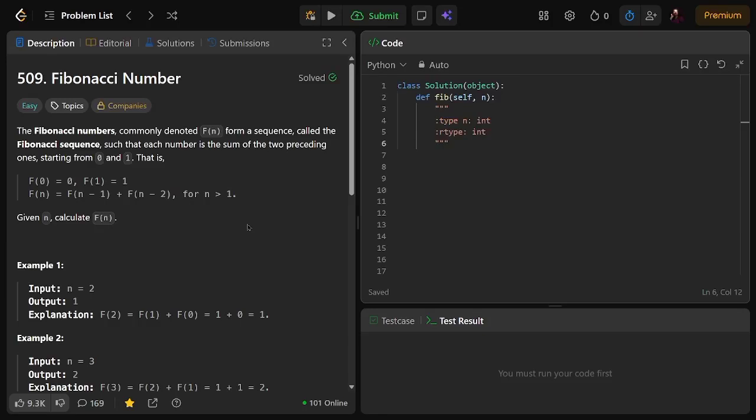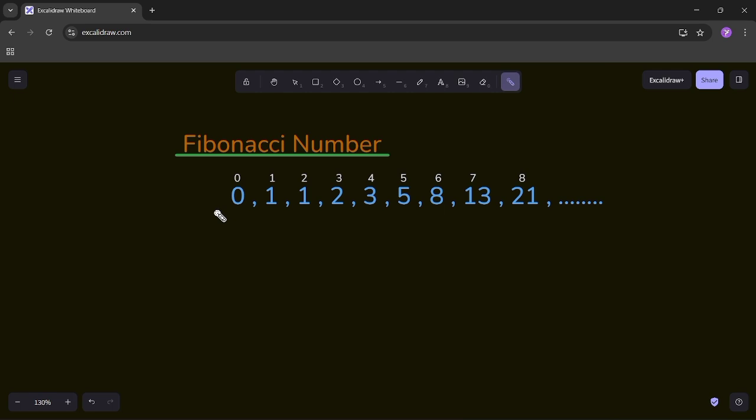Hello everyone, welcome back to my channel, and today we're going to solve Leetcode problem number 509, which is Fibonacci number. So basically we need to write here the nth Fibonacci number, right? So first of all, let's demystify what the Fibonacci number actually is.